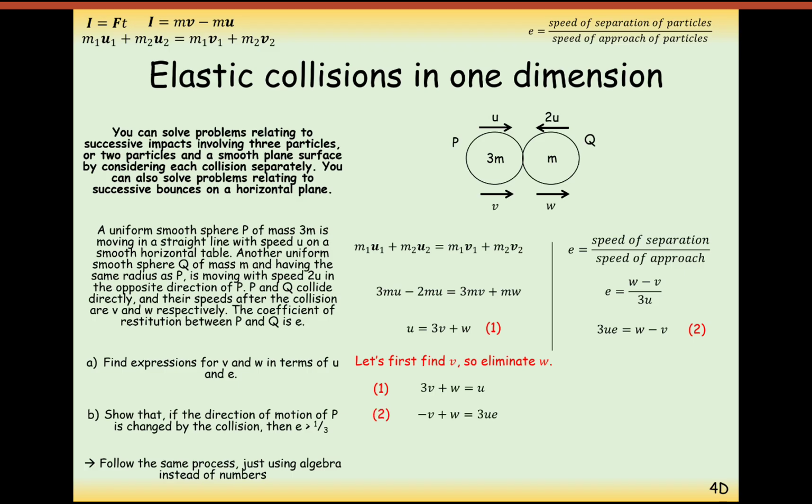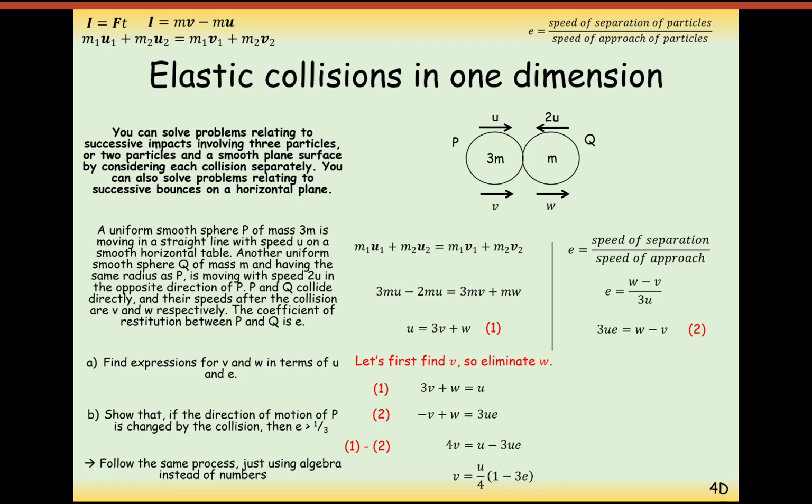So I'm going to rewrite them slightly in a different format so I can see that my W's line up, and they will cancel out if I subtract. So 4V, so 3V take away minus V, you take away minus by adding, and then u take away 3ue, divide by the 4, and you get V is u over 4, brackets 1 minus 3e.